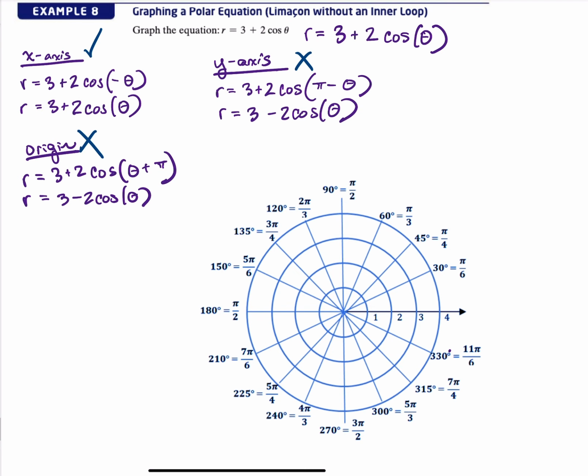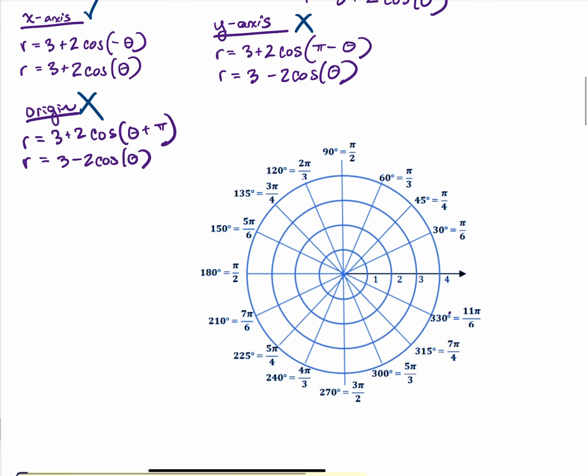So let's produce some points. If we have symmetry across the x-axis, that means we should choose angles between 0 and pi. And then whatever we get, we can just reflect across and get some additional free points. So let's build another table. And I'll choose angles from 0 to pi. Let's remember that r is equal to 3 plus 2 cosine of theta.